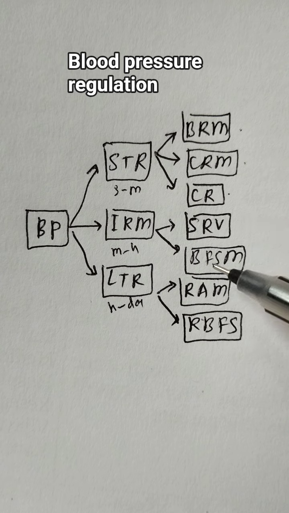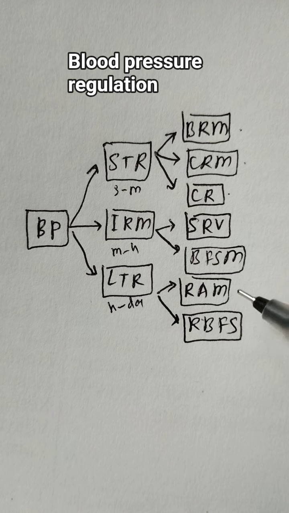Whereas the body fluid shift mechanism occurs again in case of increased blood pressure, where capillary pressure increases, the fluid starts moving from the capillary into the interstitium that decreases the blood pressure.